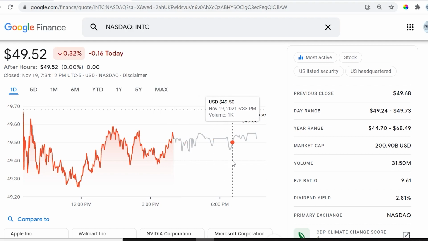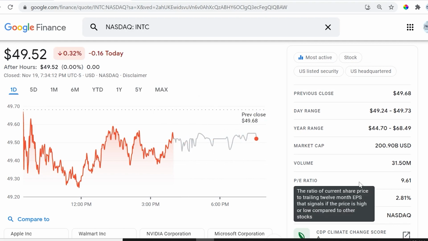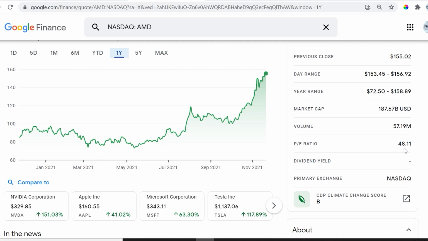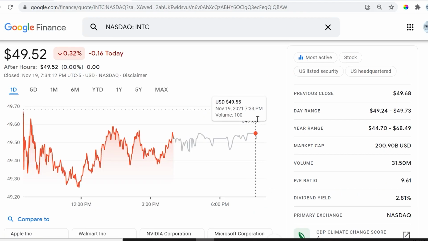So not a lot of capital outflow from the low PE ratio stocks because they're kind of trading at basement floor prices anyway. Whereas AMD is trading at a lofty PE of 48.11, and so it tends to drop more percentage-wise than something like Intel when there's a broader market sell-off. At least that's what I've found in my findings. If you disagree, please mention it in the comments.